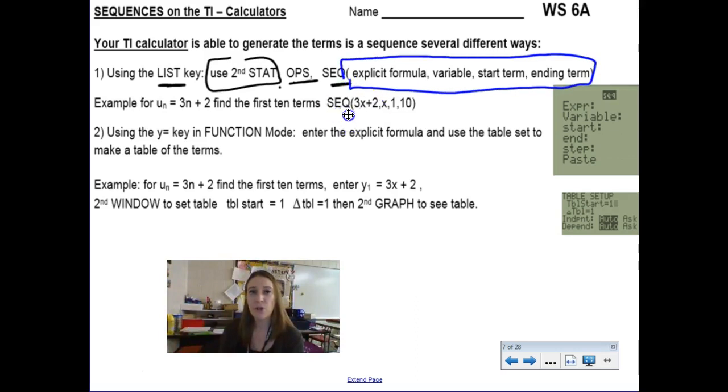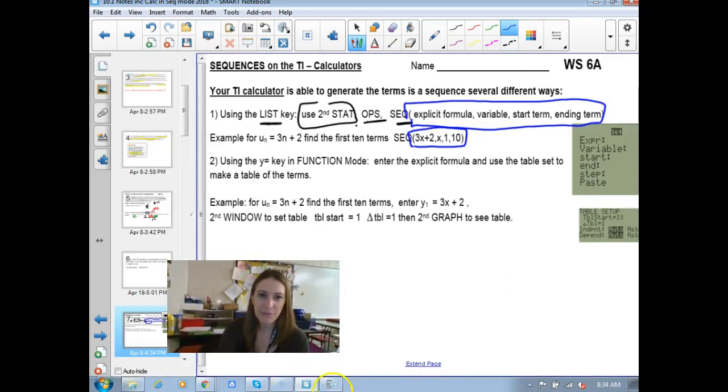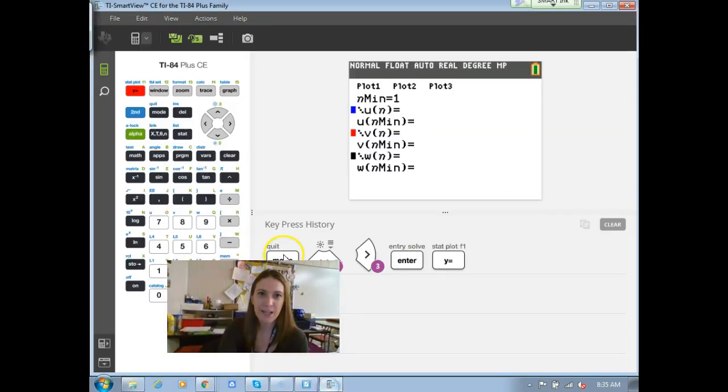Okay? So, for this example, this is what you're going to have to type in, my people with an older calculator. My people with a newer calculator, like I'm going to be using, it's going to ask you explicitly what's your explicit formula and what's your variable. So you don't really need to think too hard if you're using a newer calculator. It's one of the major awesome upgrades that they gave us.